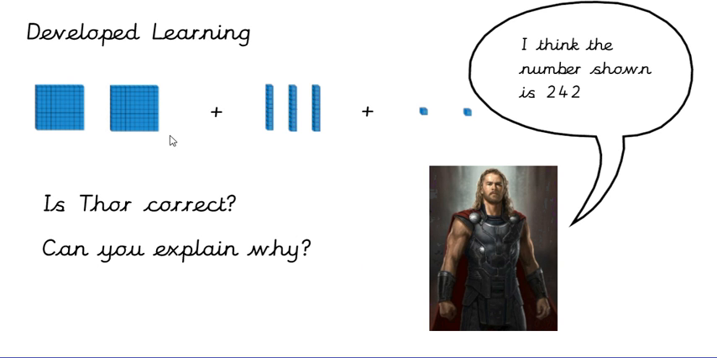Okay, here's some more blocks. 200s, 30 and 2. And we've got Thor here saying he thinks the number shown is 242. Is he correct? And he's not, because we've got 200, 3 tens, 30 and 2. So the number shown there is 232.